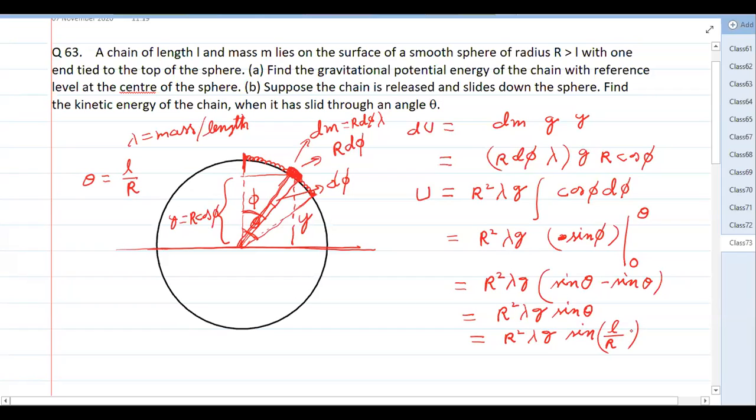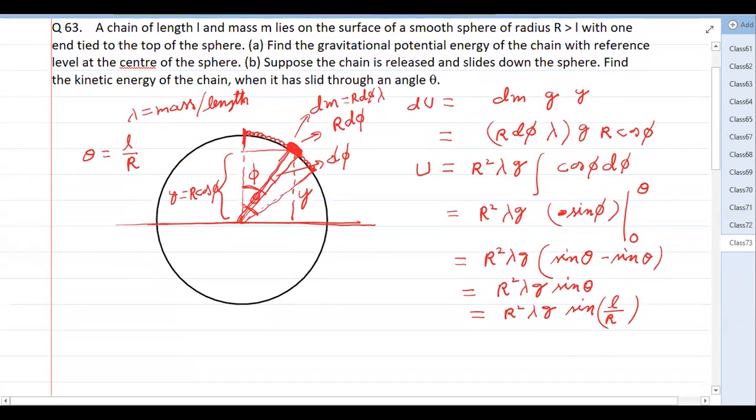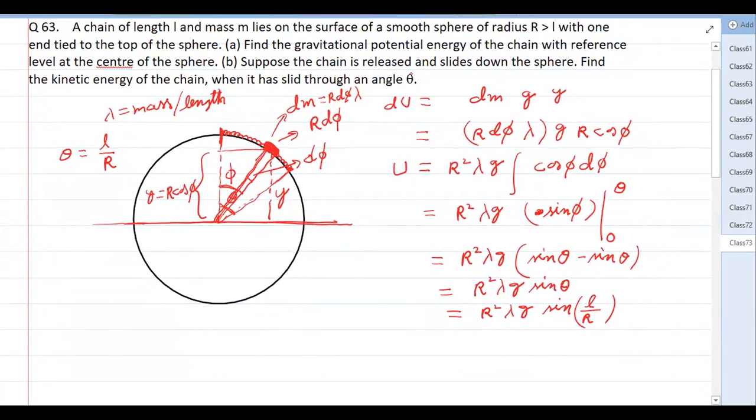So this is the potential energy of the chain at the position when the upper end of the chain is at the topmost point and the rest is kept on the sphere. Now suppose the chain is released and slides down the sphere. Find the kinetic energy of the chain when it has slid an angle theta. So next, instead of writing theta, suppose I am writing delta. Why am I writing delta?